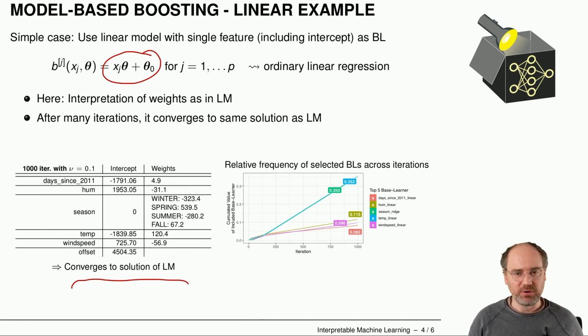Obviously, this also depends on the step length, on this new parameter, right? The smaller I make that, the more often I have to select a certain base learner across all iterations to completely model the effect that I would have in a normal linear model. But yeah, I guess I'll keep it at that here.